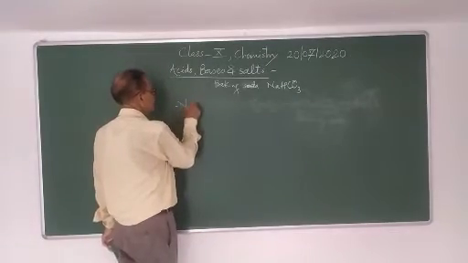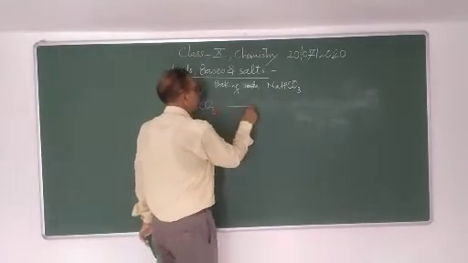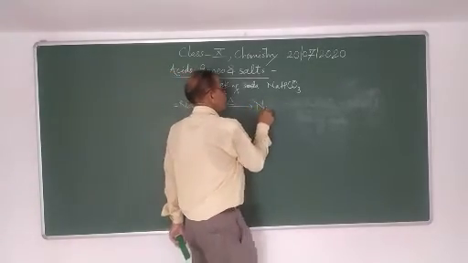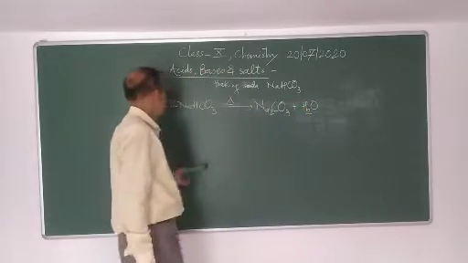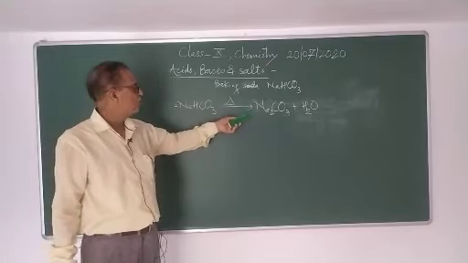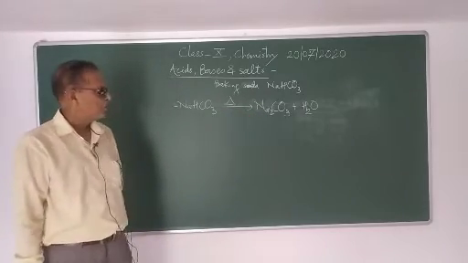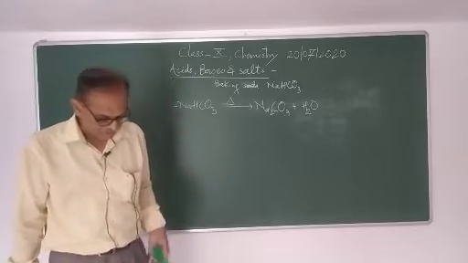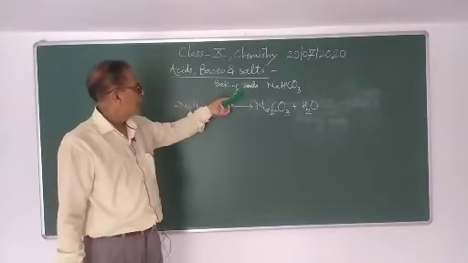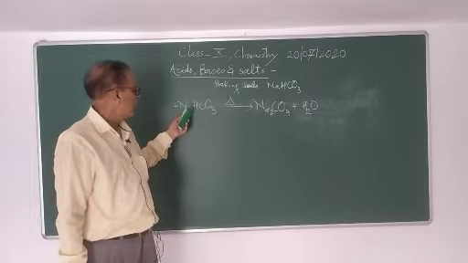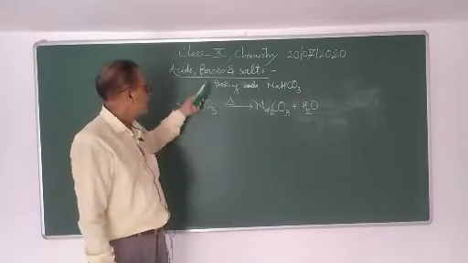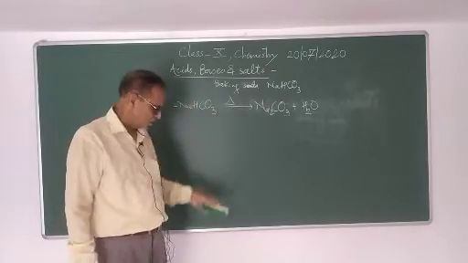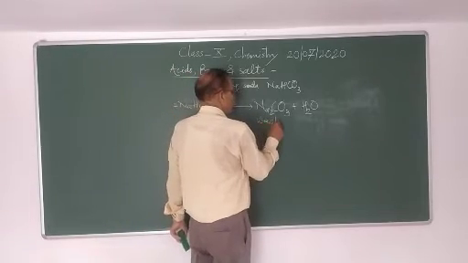Now, this baking soda on heating: 2NaHCO3 on heating gives washing soda, Na2CO3 plus H2O plus CO2. So we are preparing washing soda by heating the baking soda, and we get the washing soda.